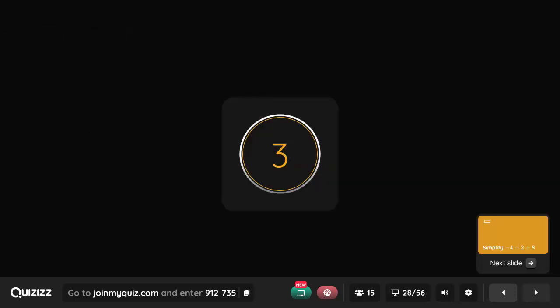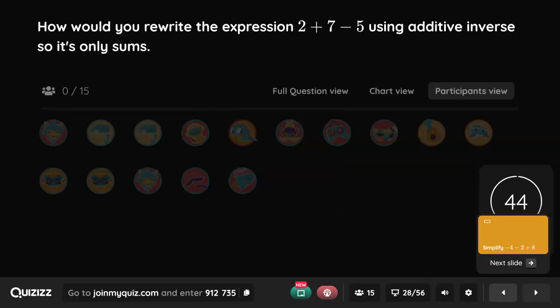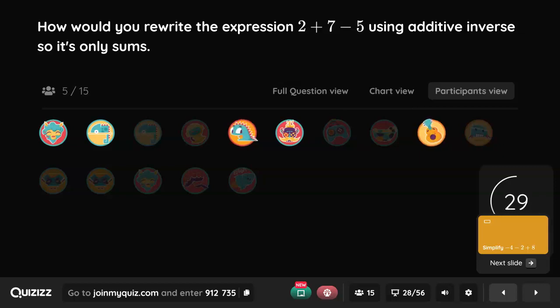Okay? Now, this one has three values in it, two operations. So I want you to look at this first and tell me, how would we rewrite it so that it's only addition? Rewrite it using our additive inverse so that it's only addition. No, we're not getting an answer yet. We're just rewriting it so that the only operation I have up here is addition.